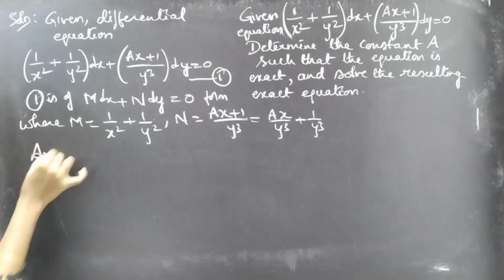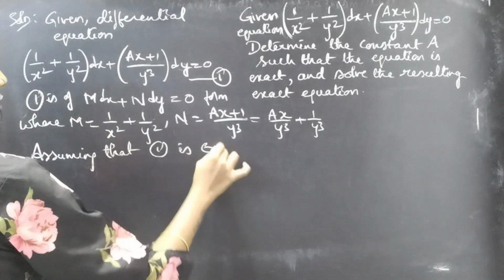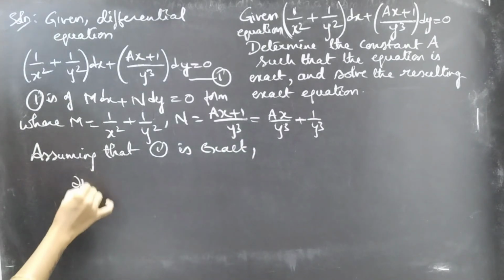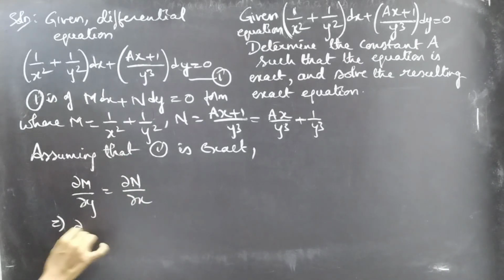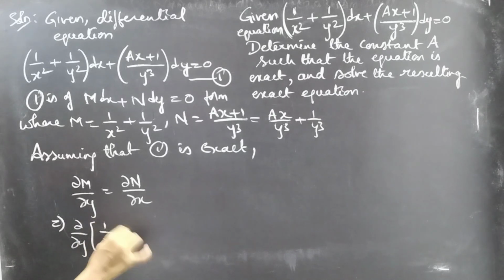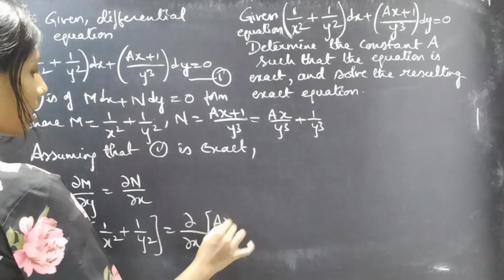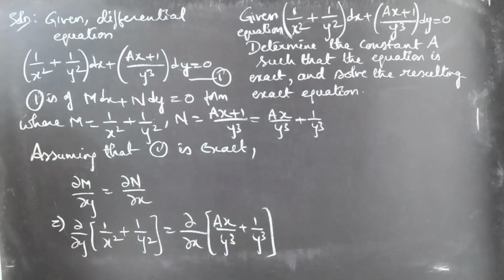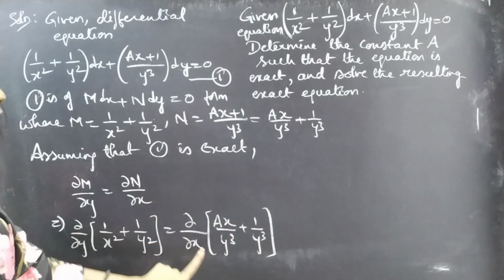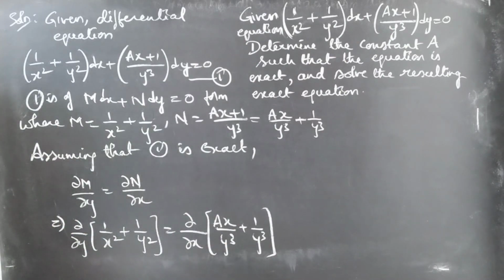Now assuming that equation 1 is exact, then ∂M/∂y = ∂N/∂x, right? ∂/∂y of (1/x² + 1/y²) equals ∂/∂x of (ax/y³ + 1/y³). So on the LHS we need to find the partial derivative of this function with respect to y, and on the RHS with respect to x. So here x is treated as constant and here y is treated as constant, right?